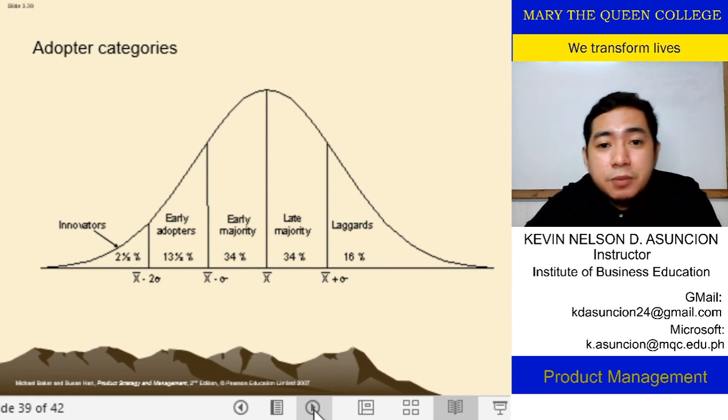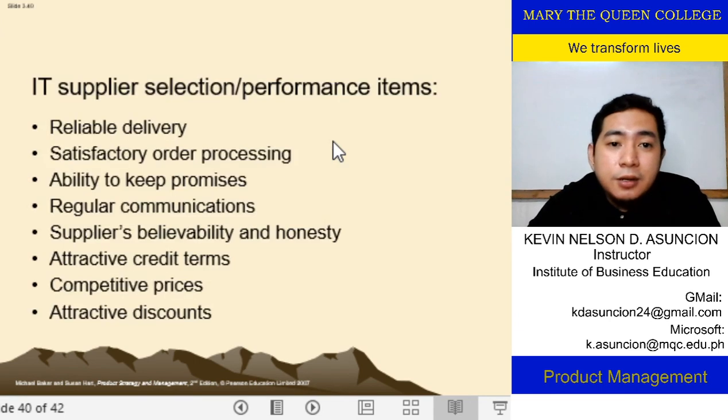So, okay. Look at this. We have different adopter categories, no? There are what we call people or consumers that are innovators, willing to try something new every time, yung mga bago. But there are early adopters, yung mga madaling bumili, no? Hanggang sa etong mga late adopters, that's the laggards na nahuhuli, no?